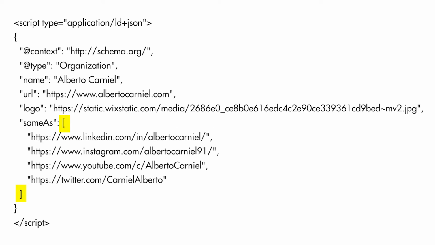Brackets. Use brackets whenever you include a property with more than one item or entry. This is also called an array. As you can see in this snippet, the property sameAs includes my social media channels in brackets. If I had only one social media profile, I would have listed just one URL without brackets. Note that after my Twitter profile there is no comma, because it is the last element within the brackets. If there was another property after sameAs, I would have placed a comma after the closed bracket.